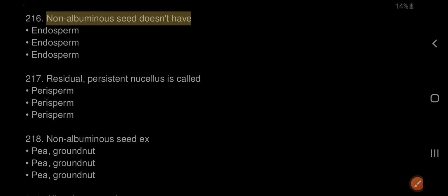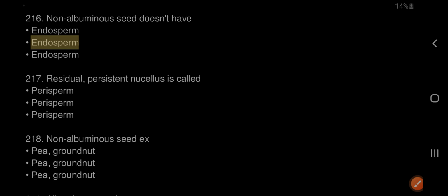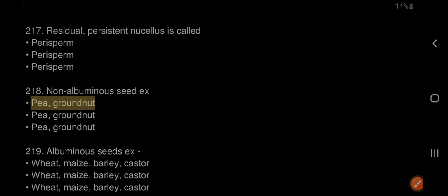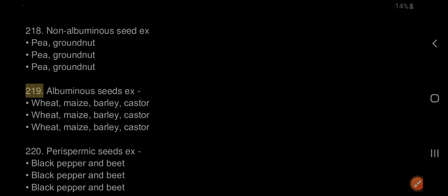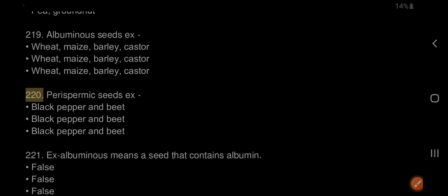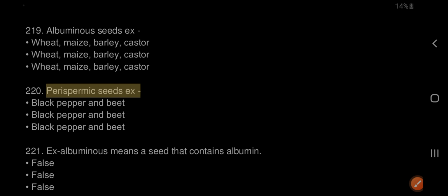216. Non-albuminous seed doesn't have endosperm. 217. Residual, persistent nucellus is called perisperm. 218. Non-albuminous seed examples: pea, groundnut. 219. Albuminous seeds examples: wheat, maize, barley, castor. 220. Perispermic seeds examples: black pepper and beet.